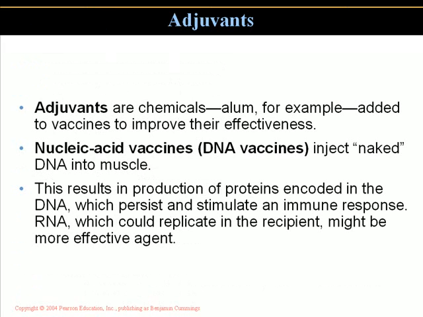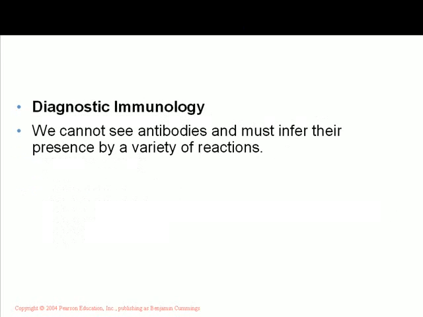The term adjuvants refers to chemicals, or an alum, for example, added to a vaccine. It improves its effectiveness. Nucleic acid vaccines, or DNA vaccines, are naked DNA injected into muscle. The result is the production of proteins encoded by the DNA, which persist and stimulate an immune response. RNA, which could replicate in the recipient, might be a more effective agent.